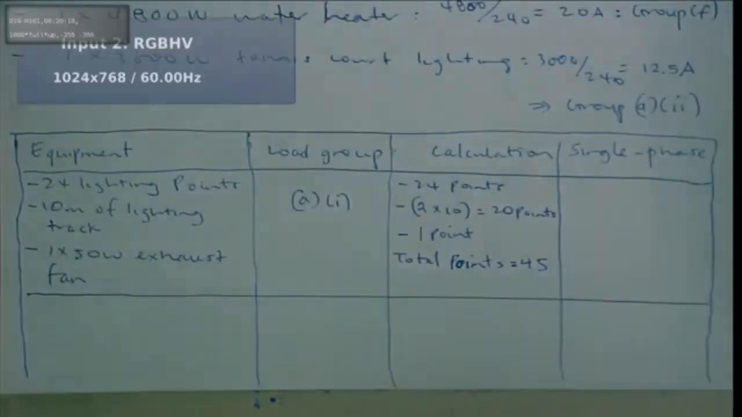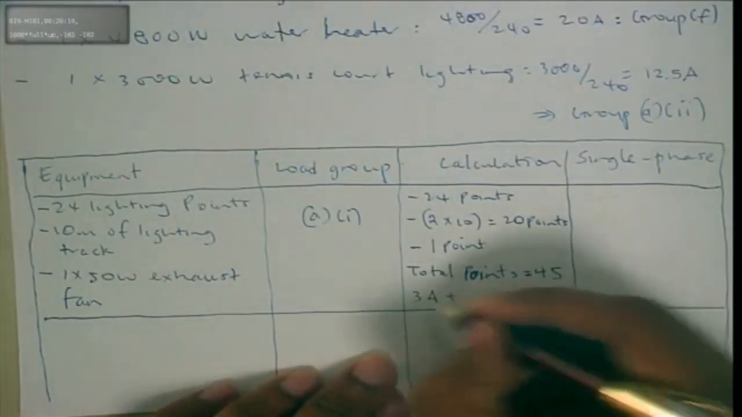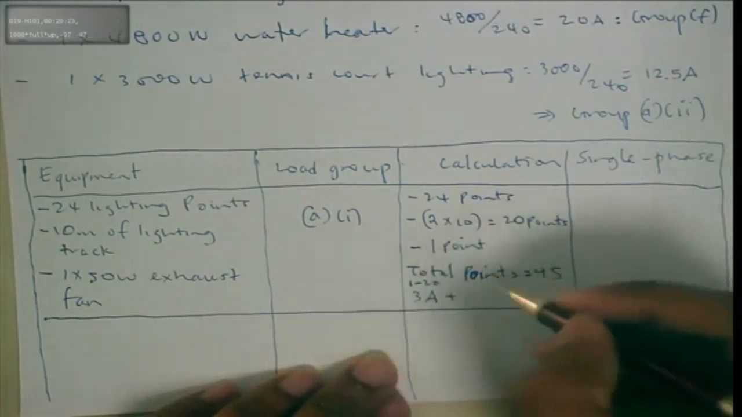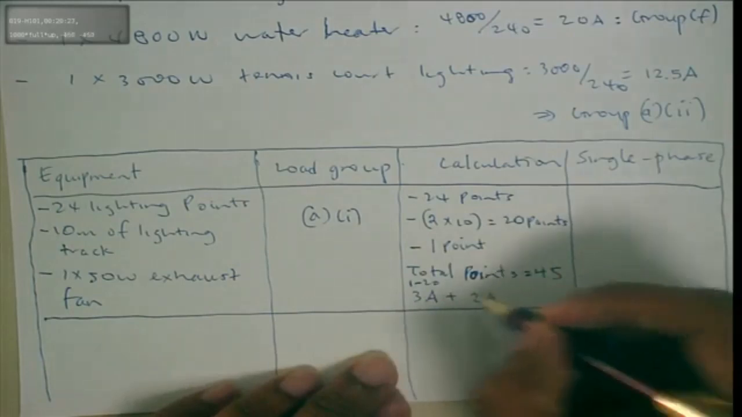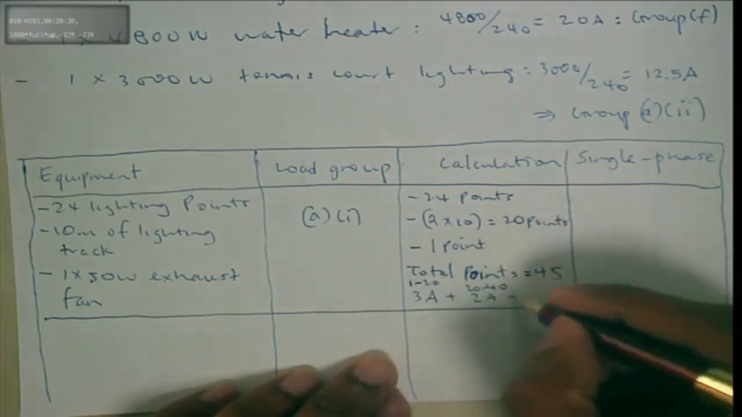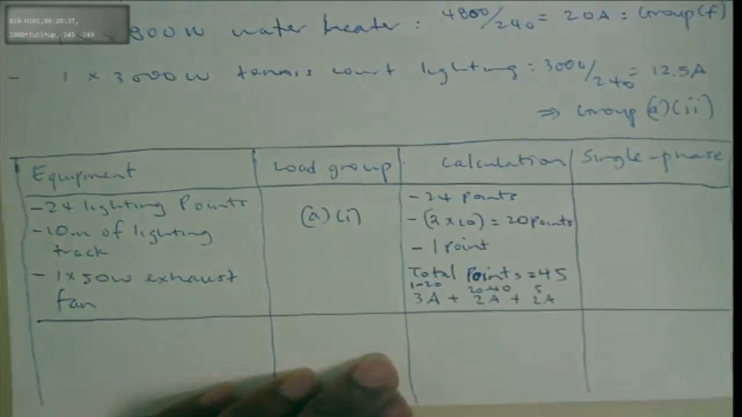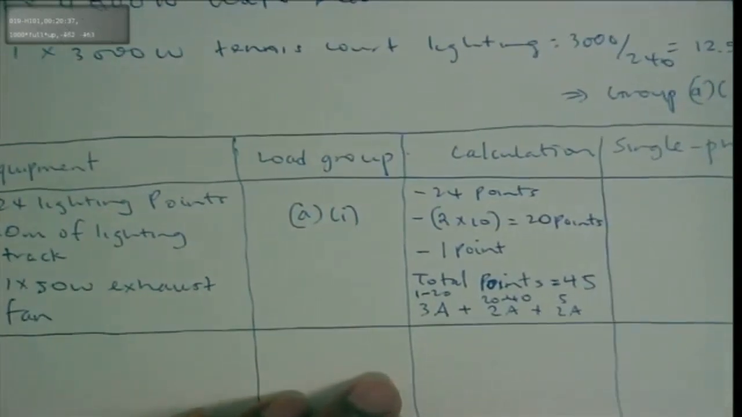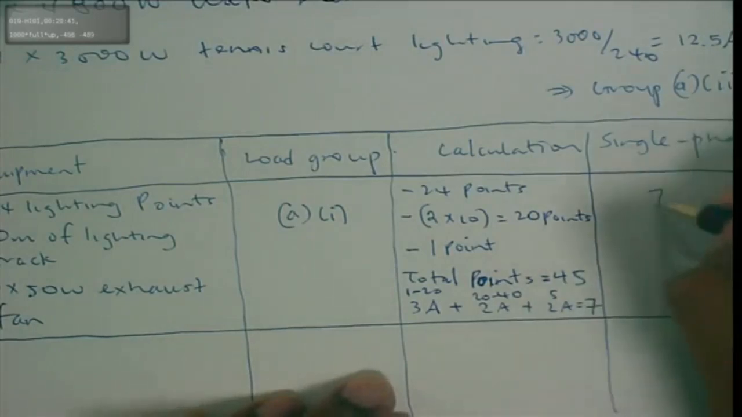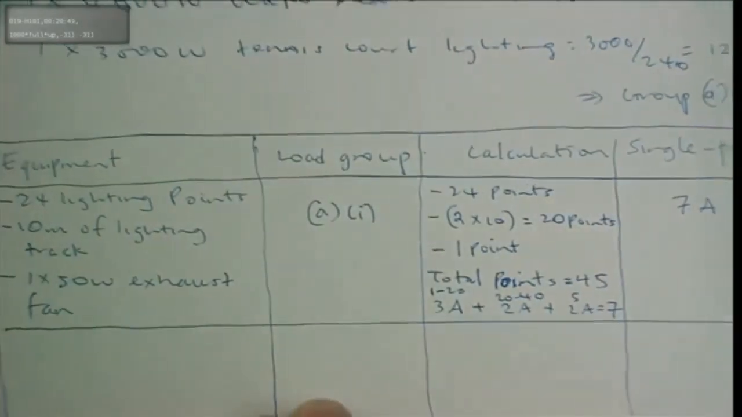So from 45 we have 3 amps for 1 to 20, and then 2 amps for the next additional 20 to 40, plus 2 amps for the 5 points. This is 7. So we write 7 amps for this particular load group.